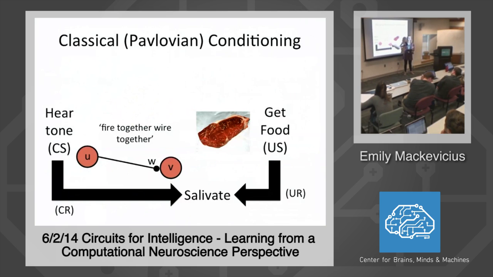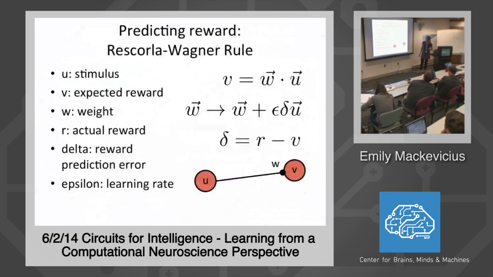So you're probably all familiar with classic Pavlovian conditioning. Before training, when the dog gets food, he salivates. Before training, when he hears a tone, he doesn't salivate. After training, which involves pairing the tone with getting food, then just hearing the tone alone will make him salivate. So here, this could be seen as a simple example of fire together, wire together. He heard the tone, and he got food, paired together. This connection formed, so now just hearing the tone would make him salivate.